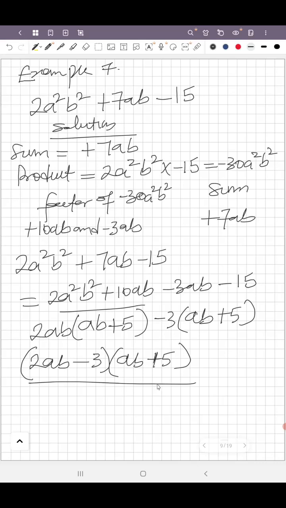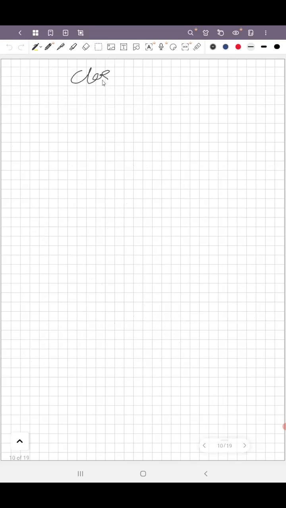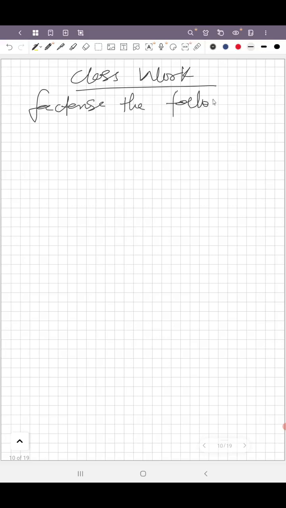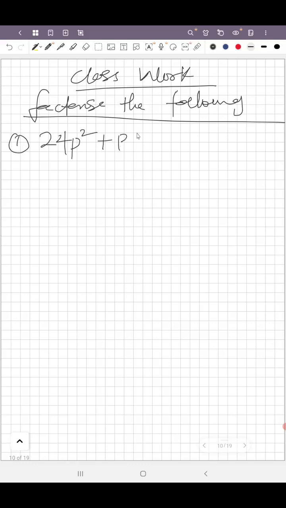So I will want you to do this as classwork, so you will be able to know whether you are getting it or not. You send the answer to the comment section. So the first one, factorize the following. Number 1: 24p squared plus pq minus 23q squared.